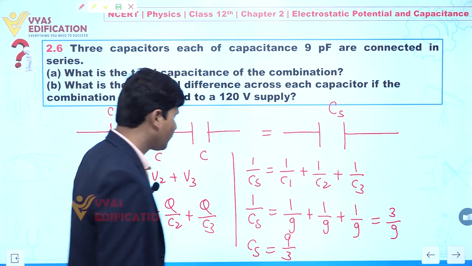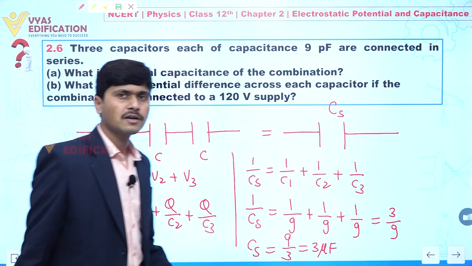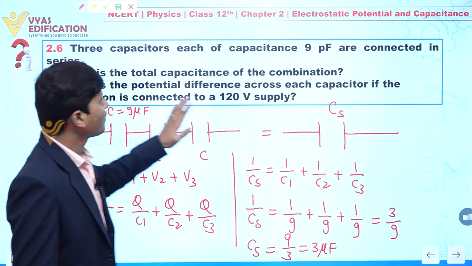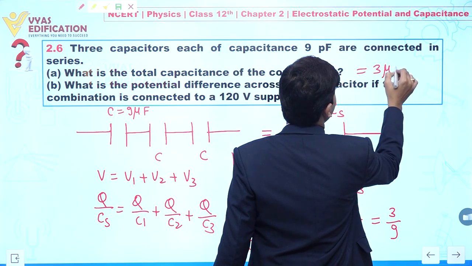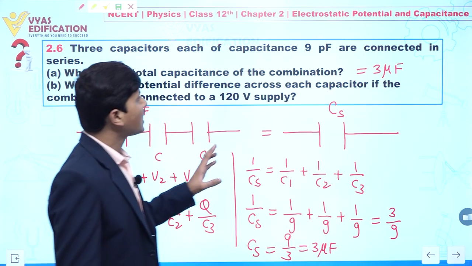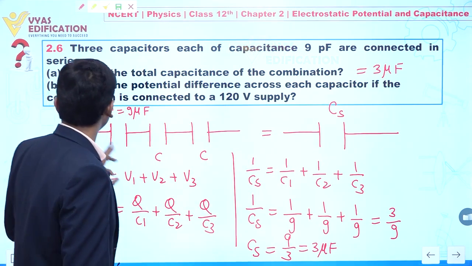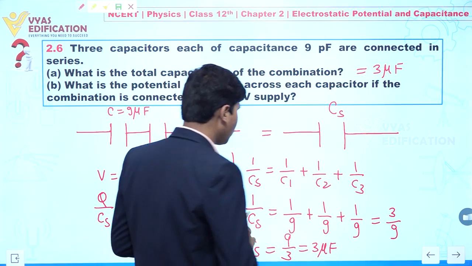Clear? And from here we can say this is equal to 3 microfarad. So what is the total capacitance of the combination? Answer, we have 3 microfarad. Now the next question is asking, what is the potential difference across each capacitor if the combination is connected to a 120 volt supply?